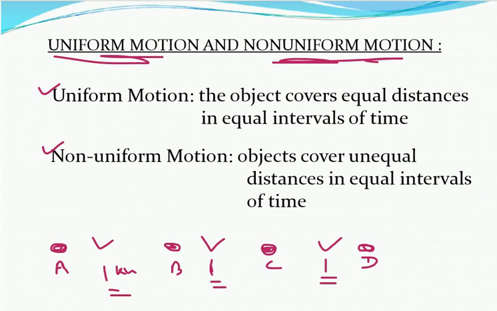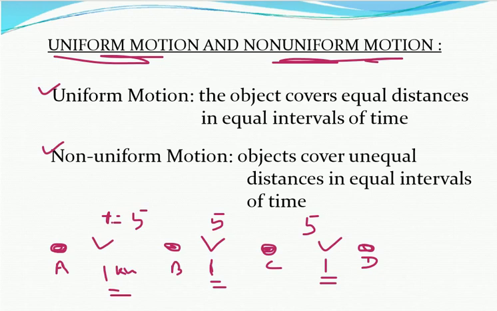Now the time interval should also be the same. From A to B, suppose the object takes 5 minutes to cover 1 kilometer. The same time should be taken by the object to cover from point B to C and also from C to D. Okay, so this type of motion is called uniform motion. That means the distance between 2 points and the time taken are always the same.